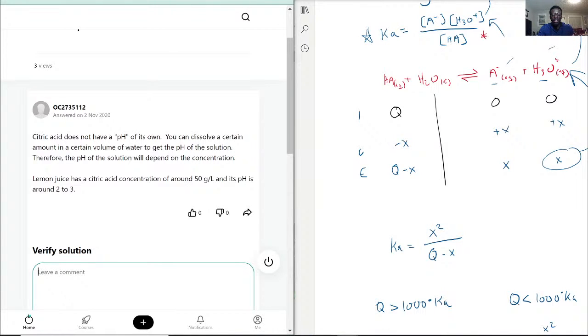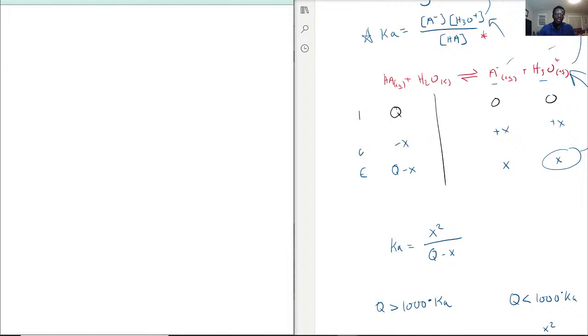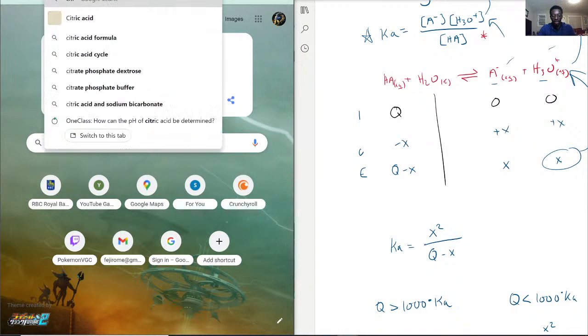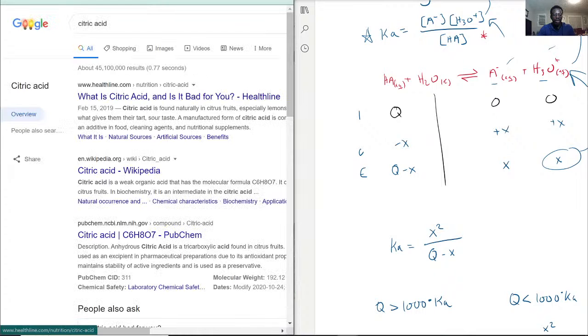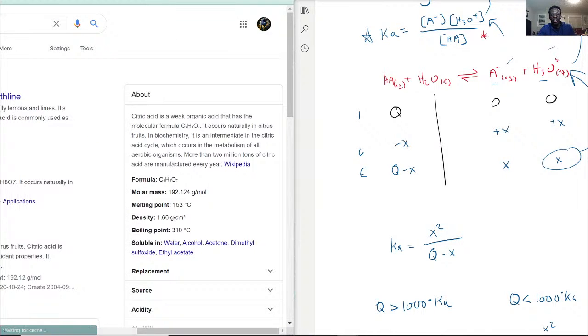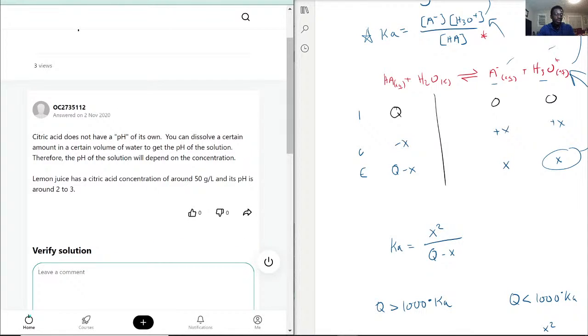So lemon juice, it says 50 grams per liter. We can actually test this out. 50 grams citric acid is, according to this, 192.124 grams per mole. So in this question here, 50 grams divided by 192, we have 50 divided by 200, that's like 0.25 moles per liter, okay?